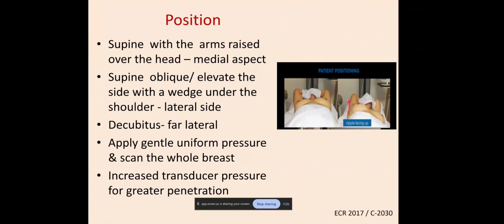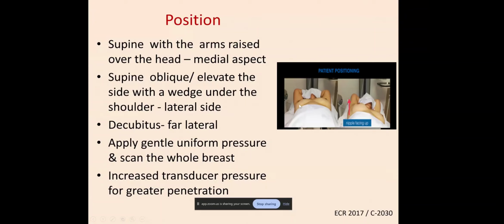The main aim of doing a breast ultrasound is that you should scan the entire breast, because your main aim is to rule out malignancy, and malignancy starts with a small lesion. So you need to flatten out the breast against the chest wall for scanning. So how will you do it? You make the patient lie supine with the arms raised above the head, as you can see in this picture. When the patient lies supine and the arms are raised above the head, the medial part of the breast flattens out, and now you can nicely scan it.